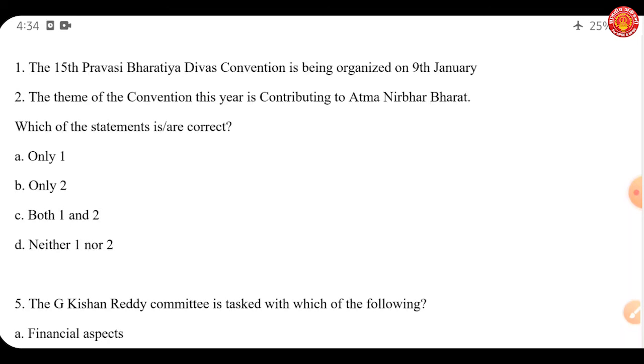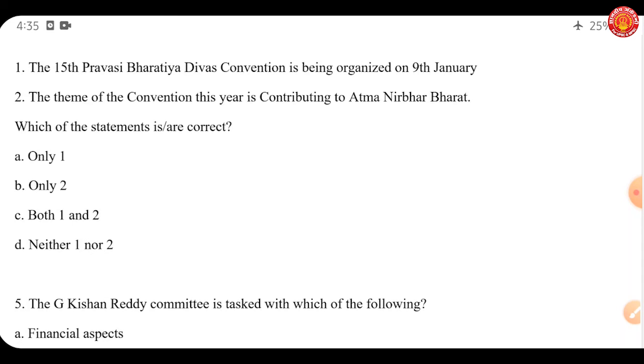Yes, the answer is only 2, because it is not the 15th, it is the 16th Pravasi Bharatiya Divas that will be organized on 9th of January, and the theme of the convention is contributing to Atmanirbhar Bharat. The second statement is correct, but the first is incorrect. So let's see what else we need to know about the 16th Pravasi Bharatiya Divas. It is being organized on 9th of January in a virtual format in the backdrop of the COVID pandemic.